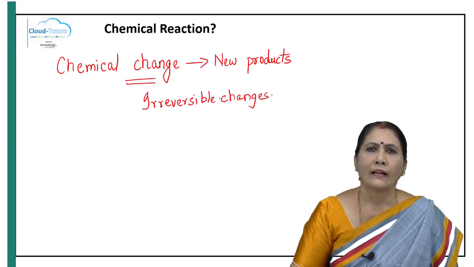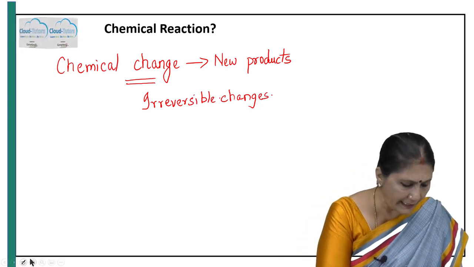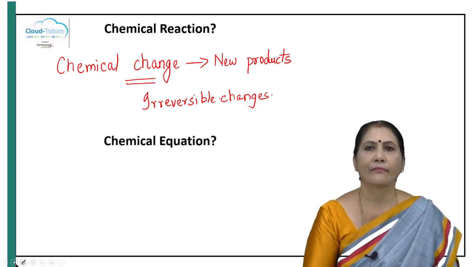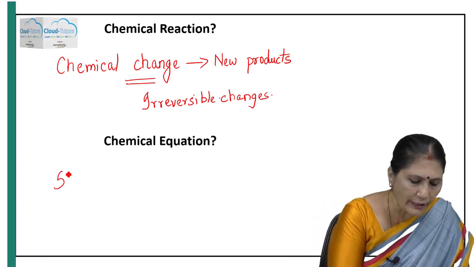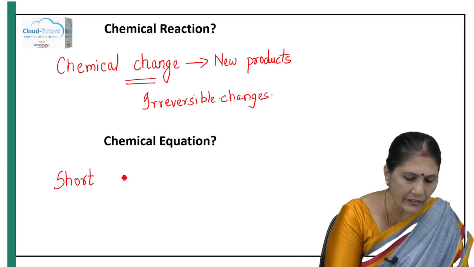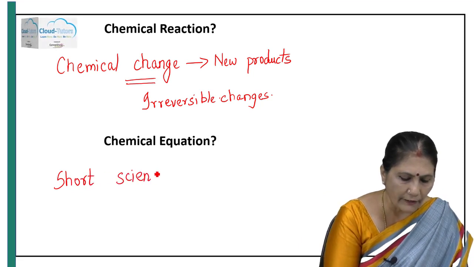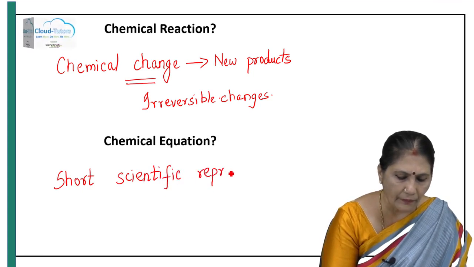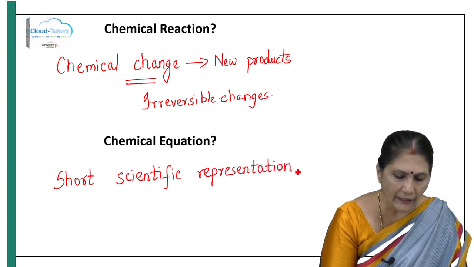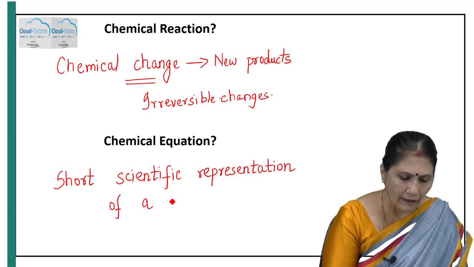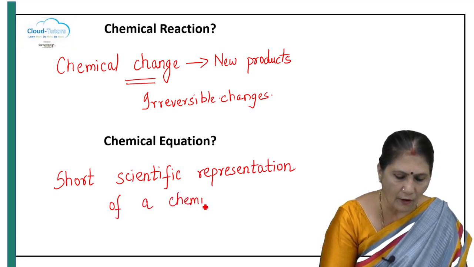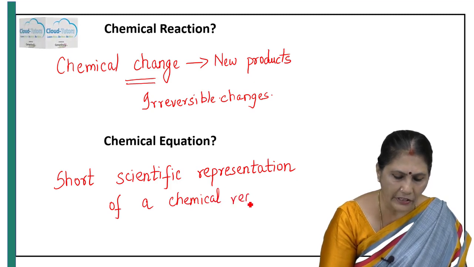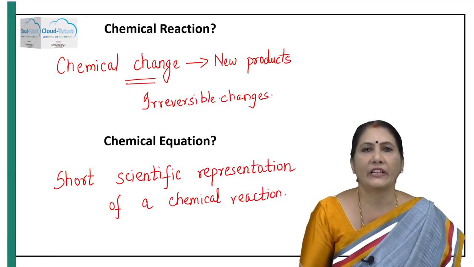Now, what is a chemical equation? A short scientific representation of a chemical reaction is only defined as a chemical equation.